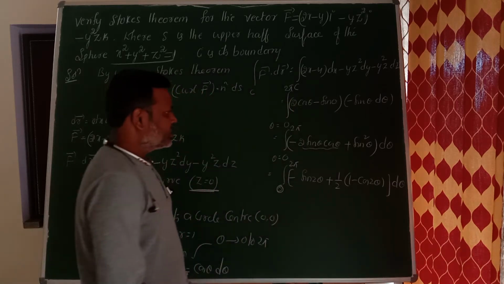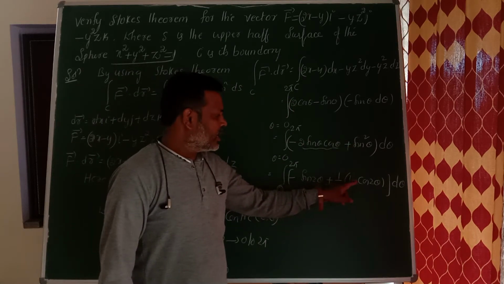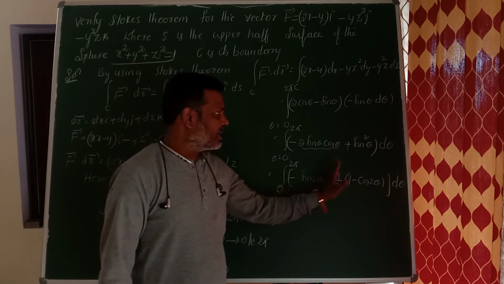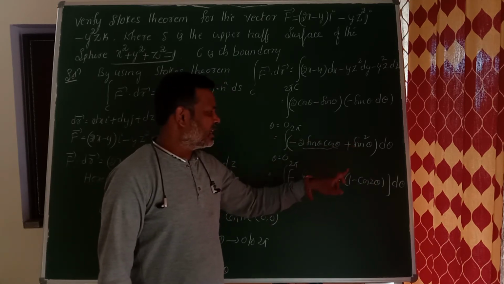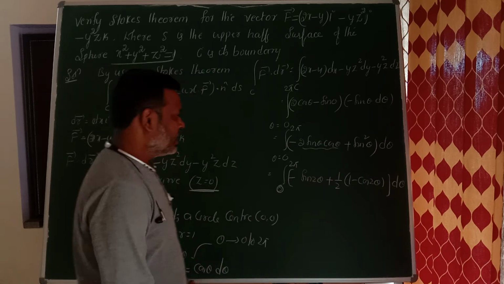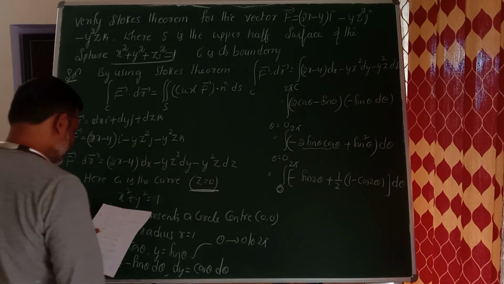Got my point? Sin square theta is 1 minus cos 2 theta by 2, which can be written as half into 1 minus cos 2 theta. If it is cos square theta, make that half into 1 plus cos 2 theta. Now you just have to integrate this.